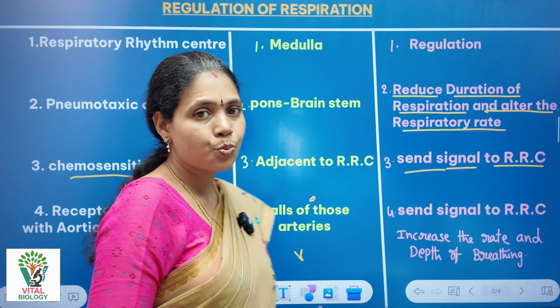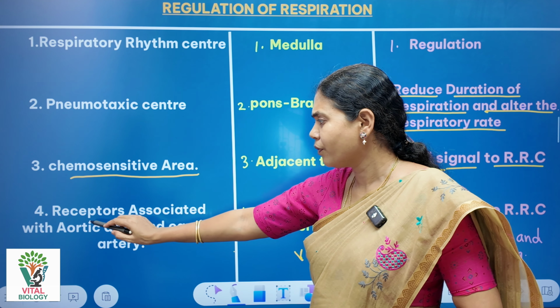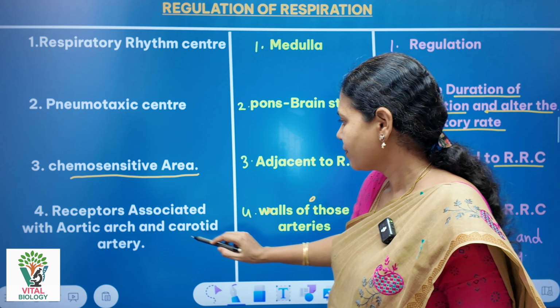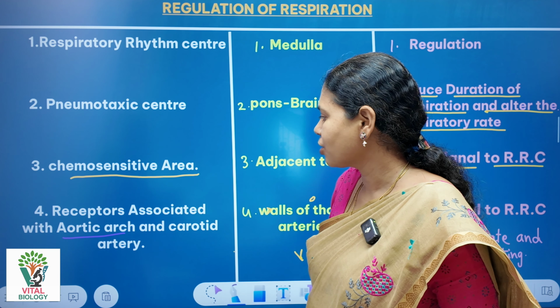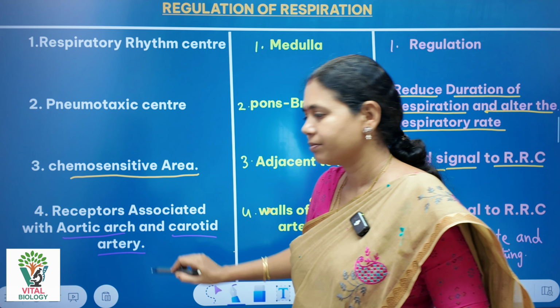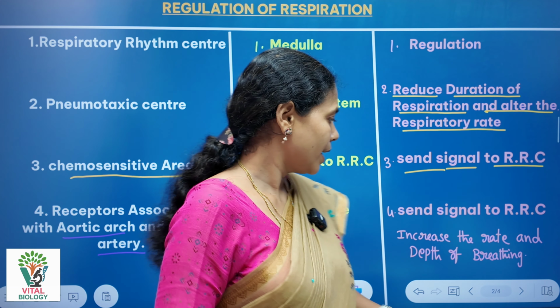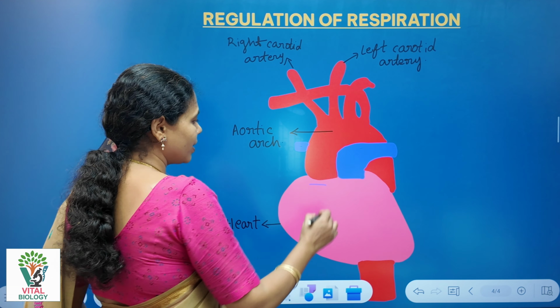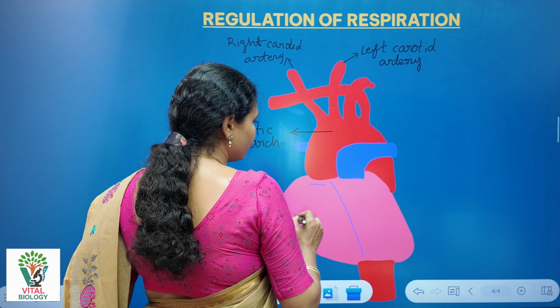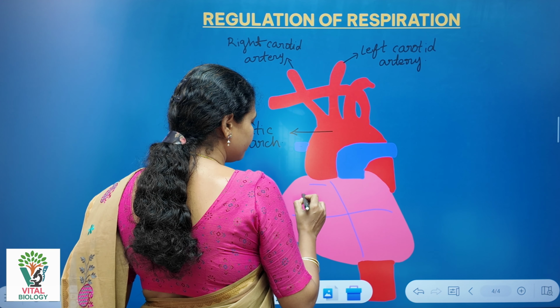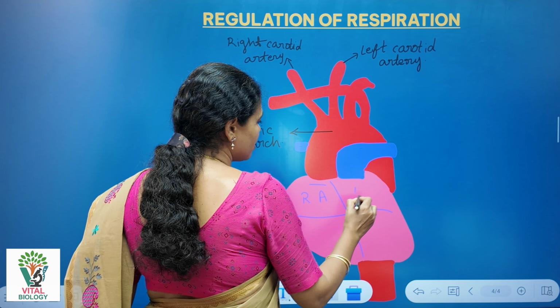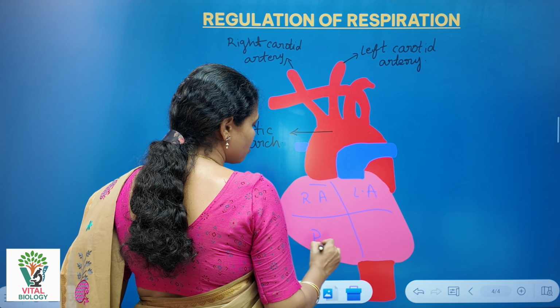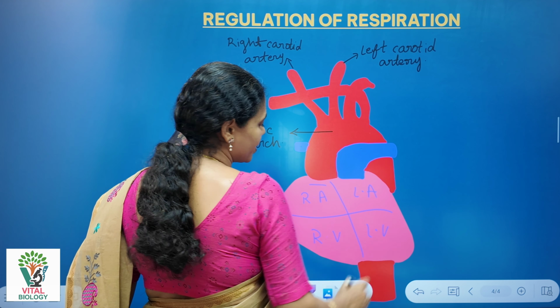And the last one is the few receptors we can also see in the walls of the aortic arch and the carotid artery. So, this is the heart. As we know, the heart consists of 4 chambers. This is the right atrium, this is the left atrium, this is the right ventricle, this is the left ventricle.